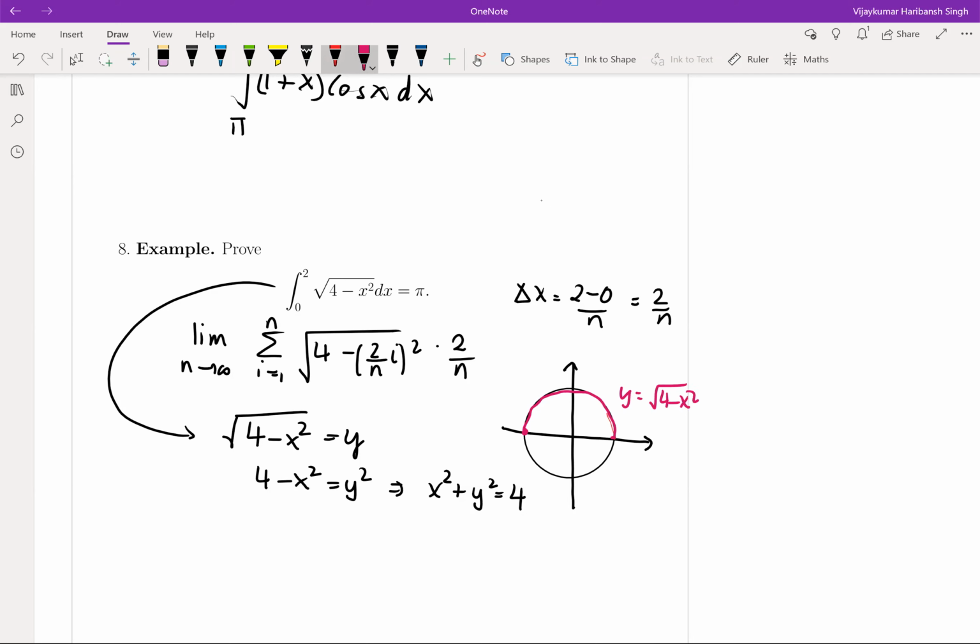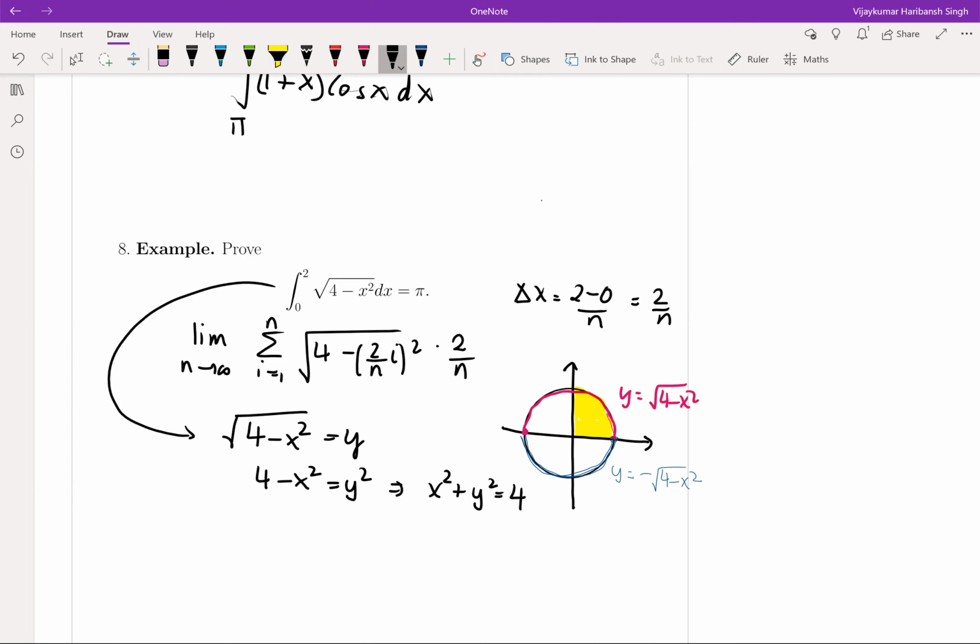And then there's a lower part, which is given by y equals minus the square root of 4 minus x squared. Okay. So what do we get? This is a circle of radius 2. And now we are looking from 0 to 2. So first of all, this y equals square root of 4 minus x squared represents the whole upper semicircle, but you're only going from 0 to 2. So you're essentially looking at this area.